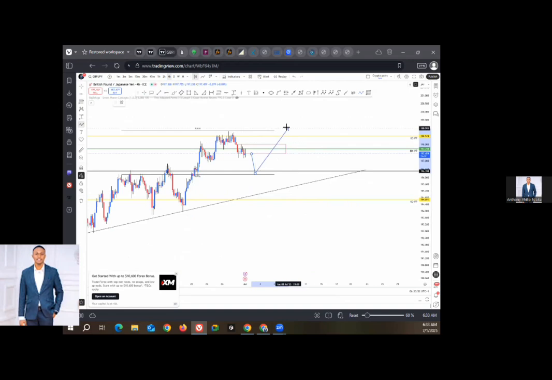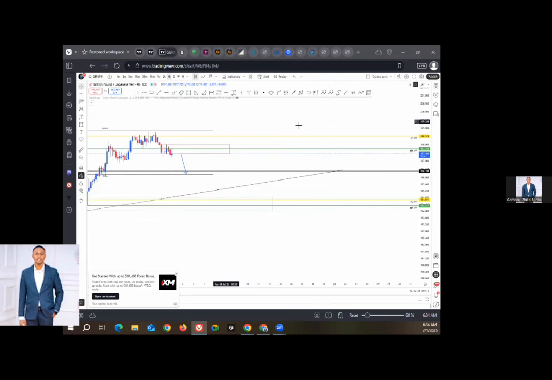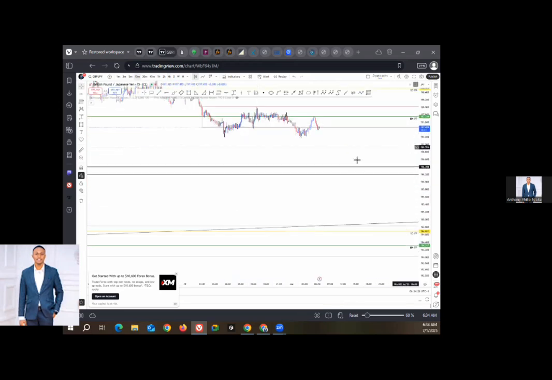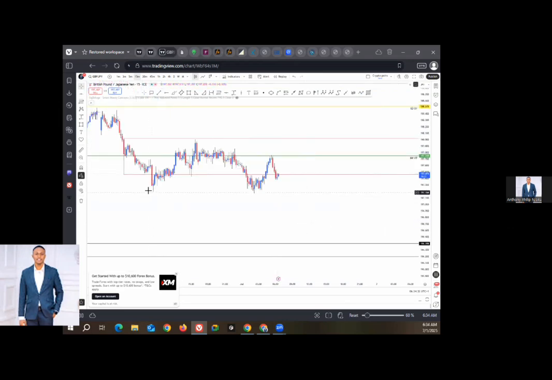But the first target is to get towards this zone. That's the first target. Then the 4 hours demand is going to be all the way down here, in the 4 hours demand over here. So this is what I see for GBPJPY. And do I go down to the next smaller time frame? This low wasn't taken.